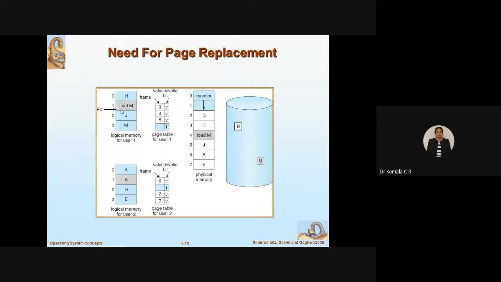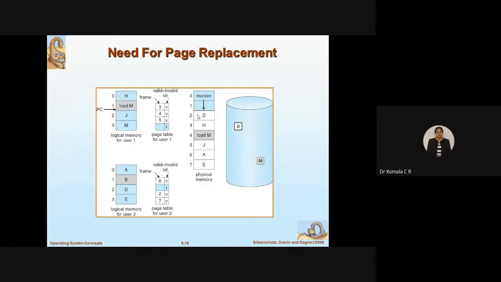I have a page table for user 1's logical memory and a page table for user 2's logical memory. Here I have a program counter to hold the address of the instruction, load M, to be executed. I also have some pages like H, J, M. Same way here I have some pages A, B, D, E. See here which pages are valid, I mean free here, which frames from the physical memory. Frame 3 is valid, frame 4 is valid, frame 5 is valid. Same way frame 6 is valid with respect to process 2, and 2 is valid and 7 is valid. So with the help of the page table for user 1 and the page table for user 2, let us map from logical to physical here.